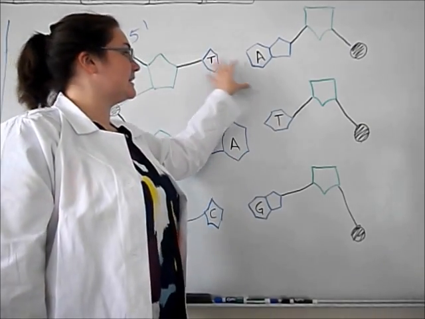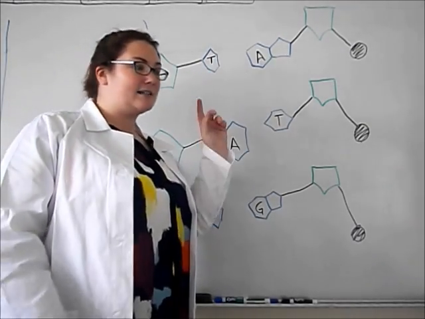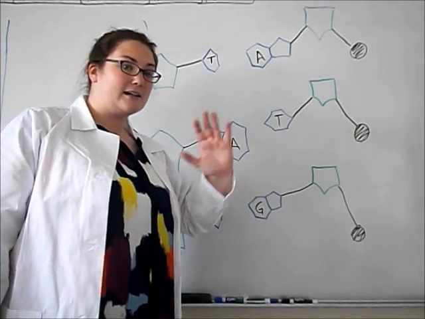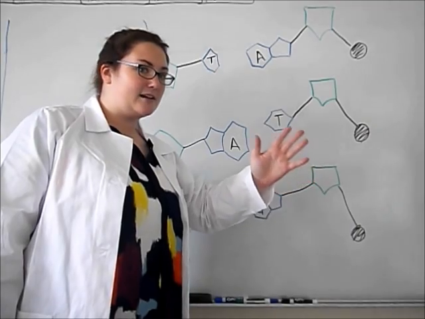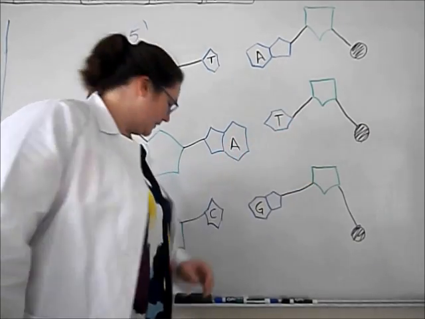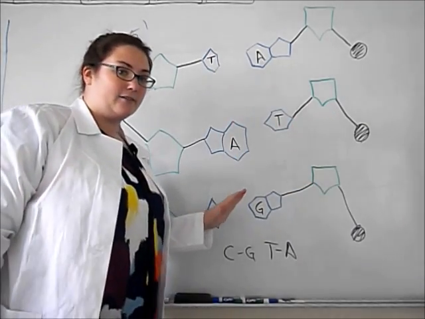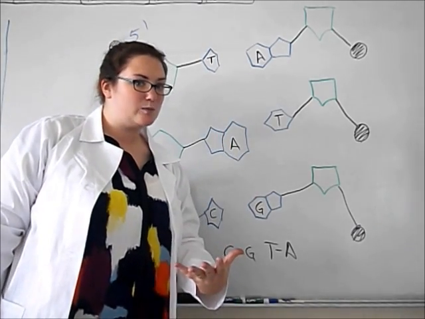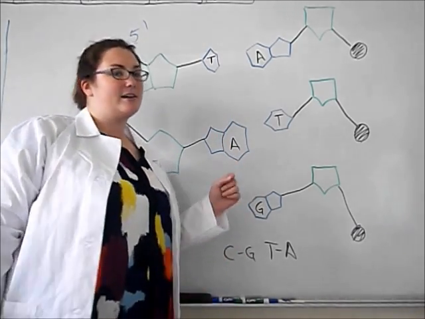Here you can see a T and an A, thymine, adenine. Anytime there's a T, you put an A. Anytime there's an A, you put a T. Anytime there's a C, you put a G. Anytime there's a G, you put a C. What happens in the middle here is actually hydrogen bonding. Because they are nitrogenous bases, that means that they've got nitrogen.